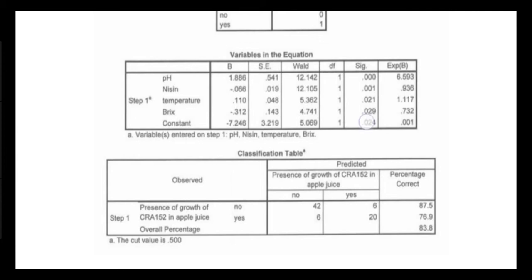ataupun kita boleh tengok using the value of p value here. Okay, yang mana which one is less than 0.05 or less than the value of alpha, it is the significant factor for the data. And then the last column here adalah odds ratio for each of the independent variable. Okay.